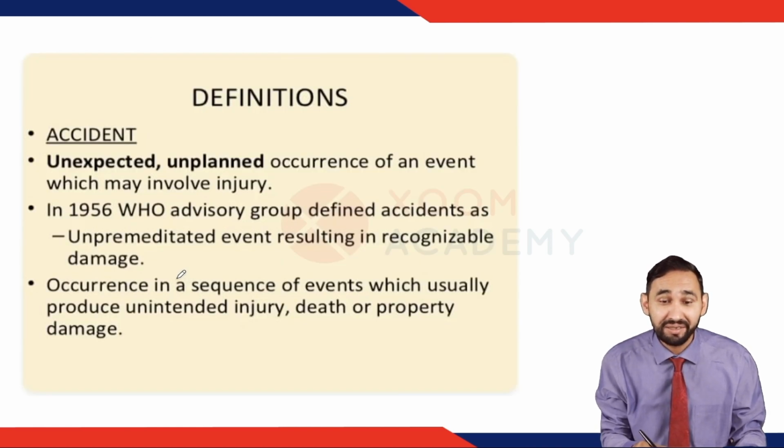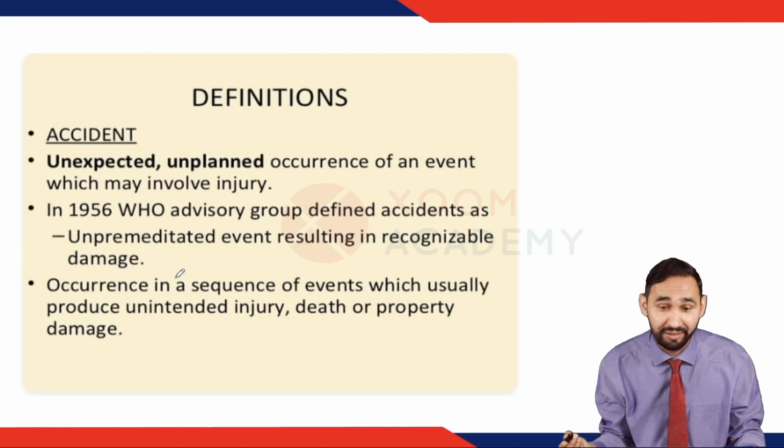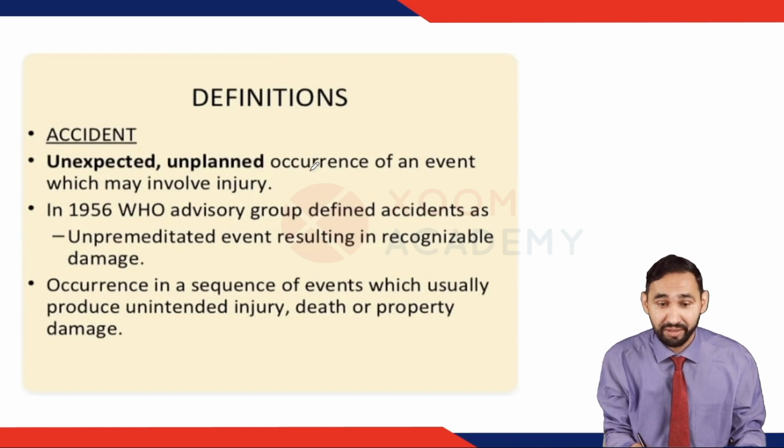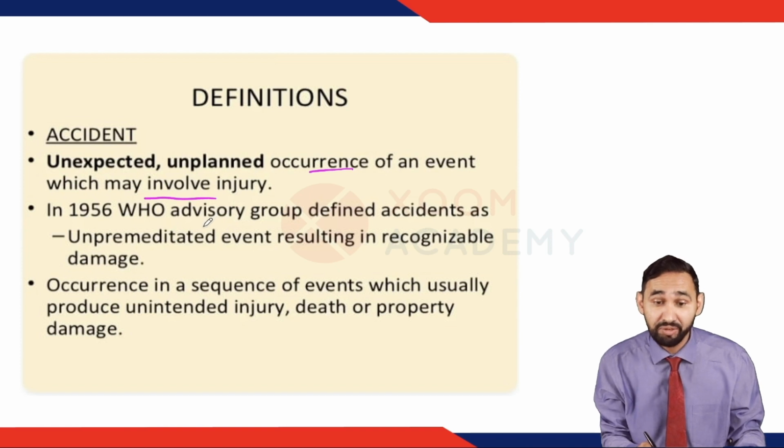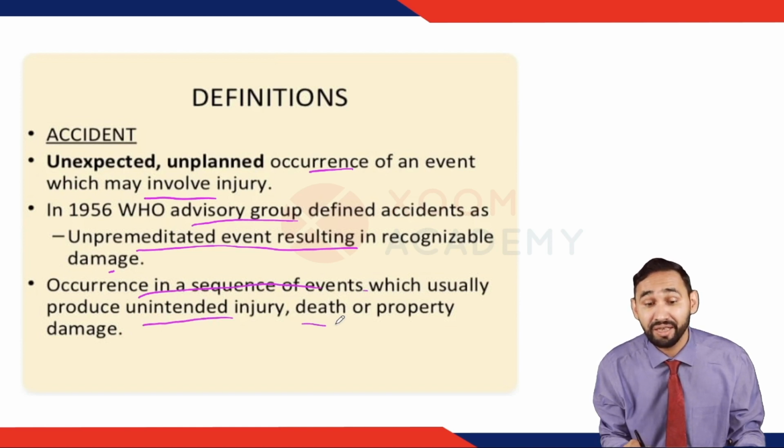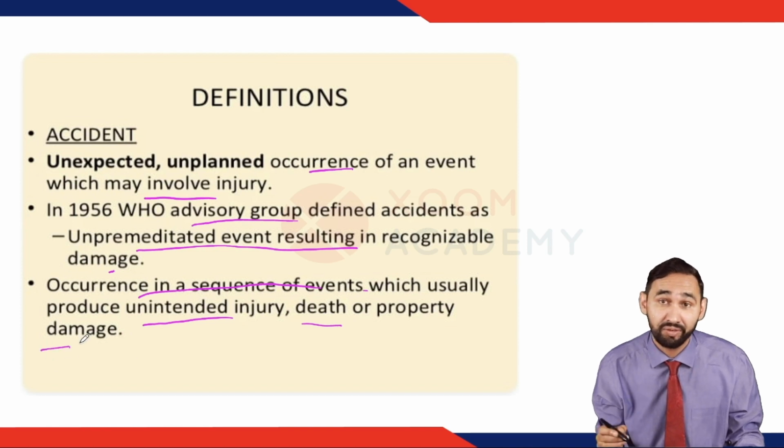What is an accident? It is an unexpected, unplanned occurrence of an event which may cause or which may involve an injury. And the WHO advisory group defined accident as an unpremeditated event that results in recognizable damage. It is the occurrence, in a sequence of events, which usually produces unintended injury. It can cause death, it can cause property damage. So accidents cause loss of human life, and they can cause loss of property.